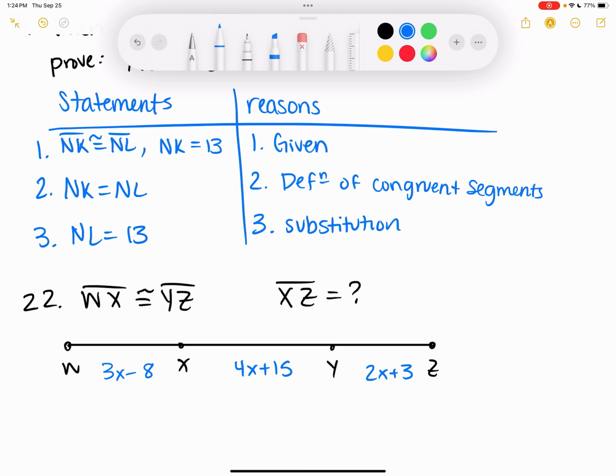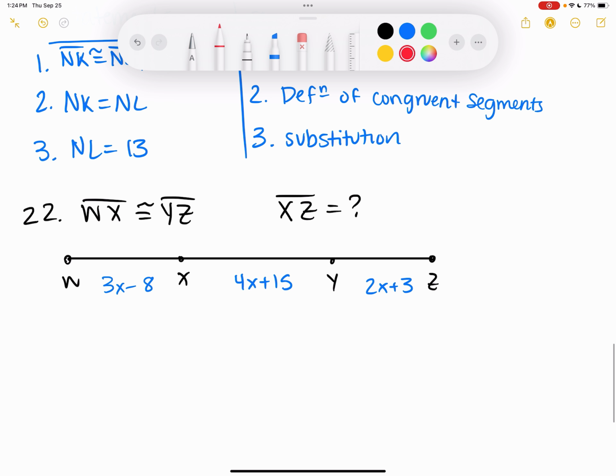All right, so I know that WX has to be equal to YZ, so I'm going to set those up to be equal to each other. Again, this is not a proof. This one is just solving. I'm going to add 8 and subtract 2X, so I have X is equal to 11. So now I need to plug that in for XY. So XY is going to be 4 times 11 plus 15. So that ends up being 44 plus 15.